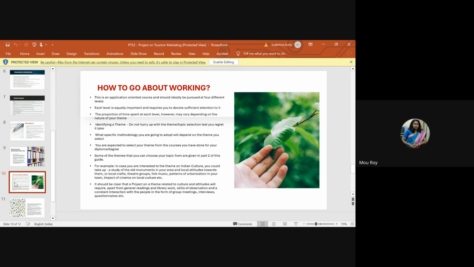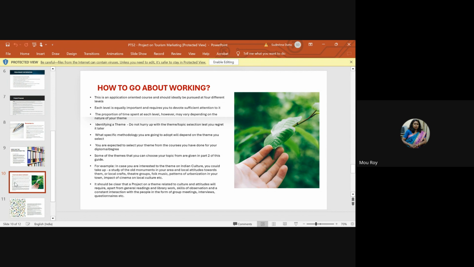Similarly, a project is something of your own. You don't copy anything from people, it has to be your own work. To have your own work, you should get all this information. You have to collect all that information. So this is an application oriented course and should ideally be pursued at four different levels.